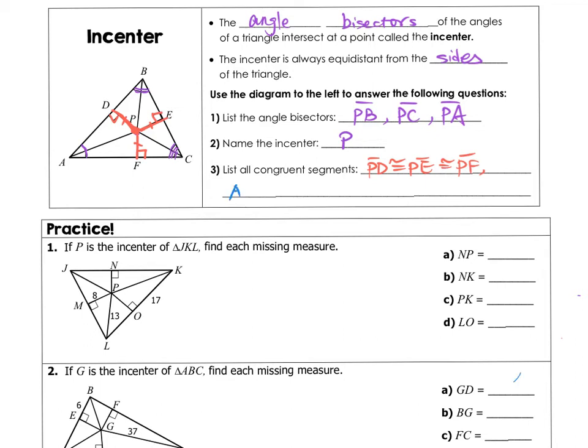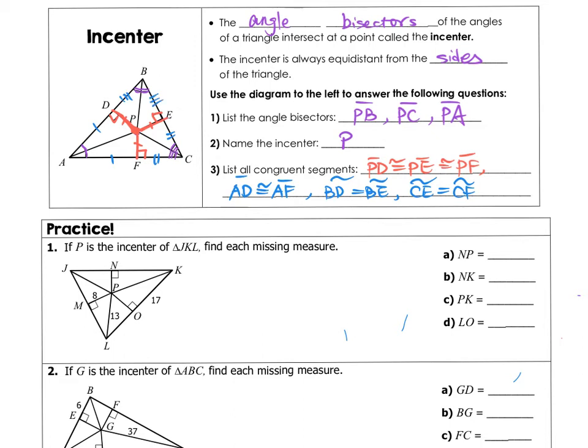Notice that AD and AF are congruent. BD and BE are congruent. CE and CF are congruent. So in other words, these two are congruent, these two are congruent, and these two are congruent.